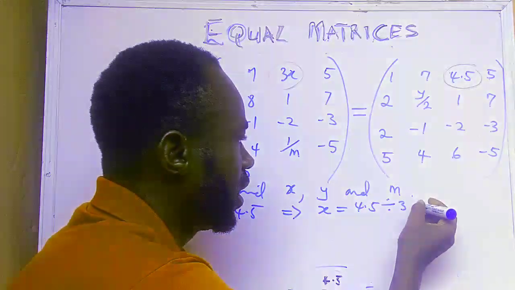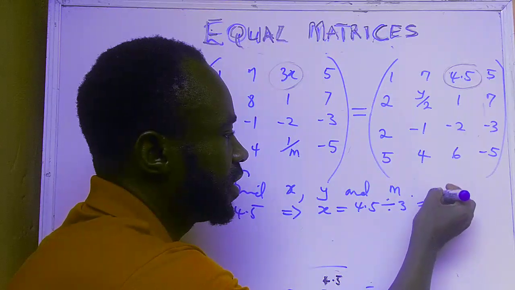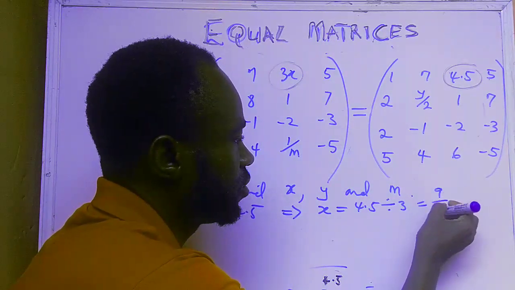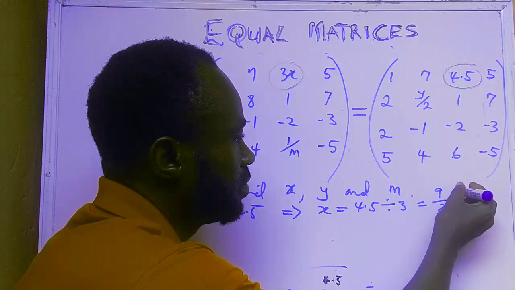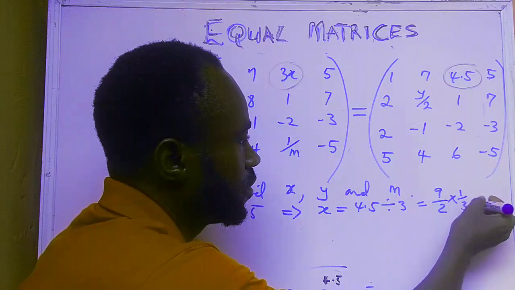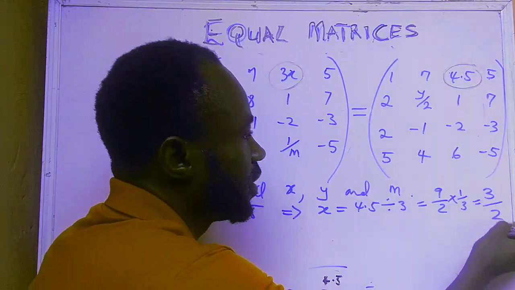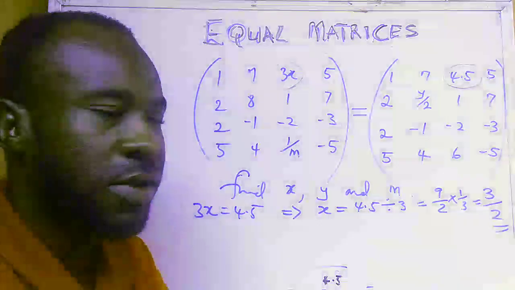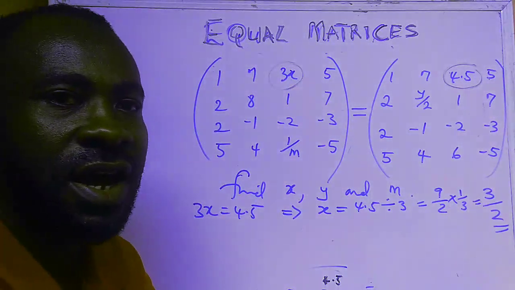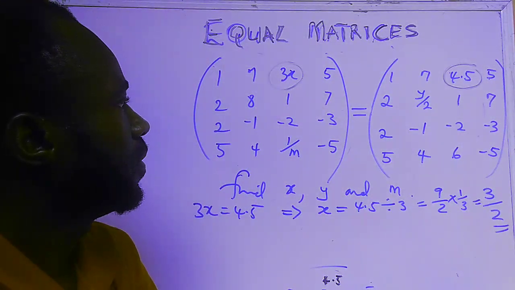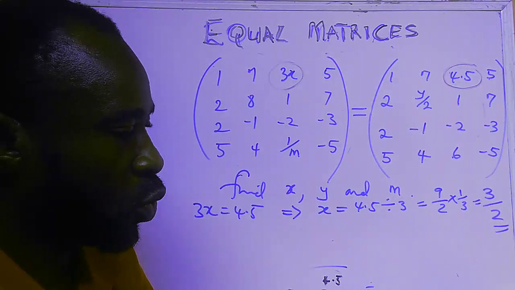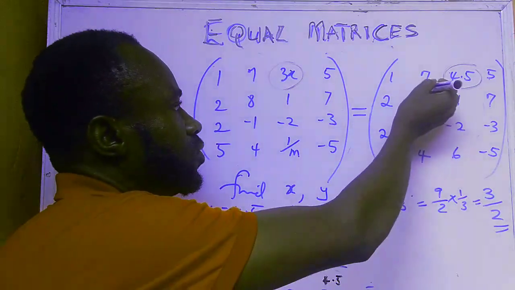Okay? And you know that 4.5 is the same thing as 9/2 times 1/3. So our answer is 3/2. Okay, so we are able to get x as 3/2. Now, next, we want to get y. This is y. This way we can find y.